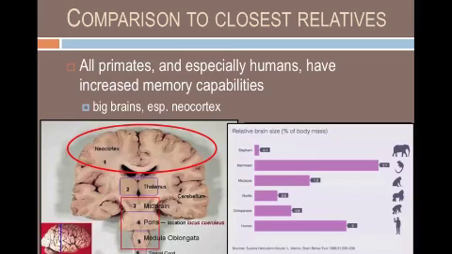The next characteristic is that all primates, and especially humans, have increased memory capabilities. We're really good at remembering stuff, and that's because our brains are really big. And this goes for all primates. Our brains are big relative to our body size. And in particular, this part of the brain called the neocortex is really expanded in humans and other primate brains for their body size. But other primates and apes and then humans have very big brains for our body size. And the neocortex in particular is important because the neocortex is associated with memory and especially with social memory.